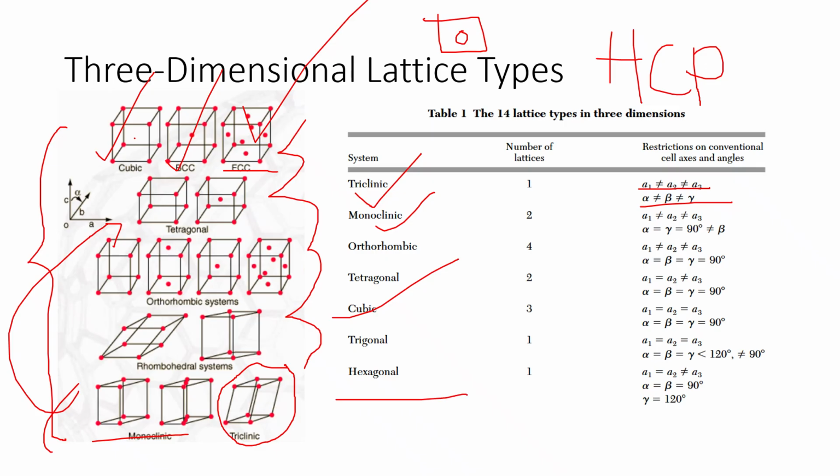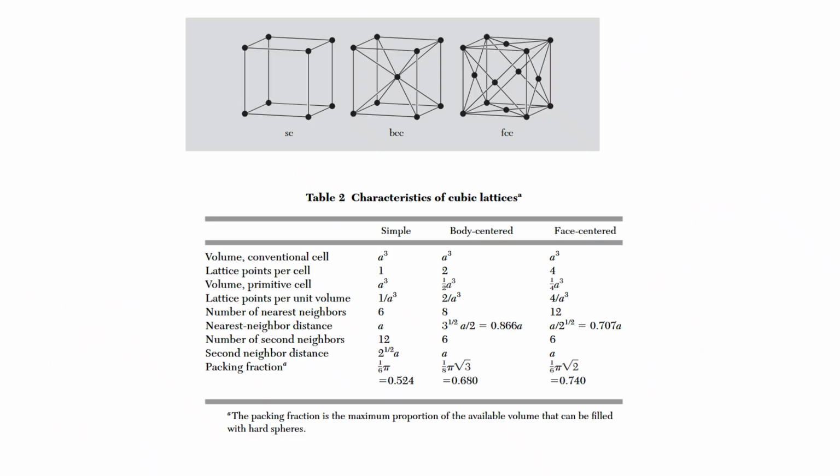We can look at the hexagonal right now. Maybe hexagonal is not shown in this, but later on I have added it in a slide, so it's no problem. So again, the basic cubic, the body centered cubic, and the face centered cubic. You see an interesting point here. This packing fraction is nothing but the maximum portion of available volume that can be filled with hard spheres. Hard spheres are nothing but atoms.